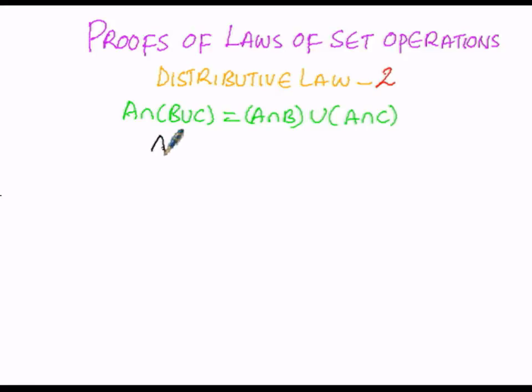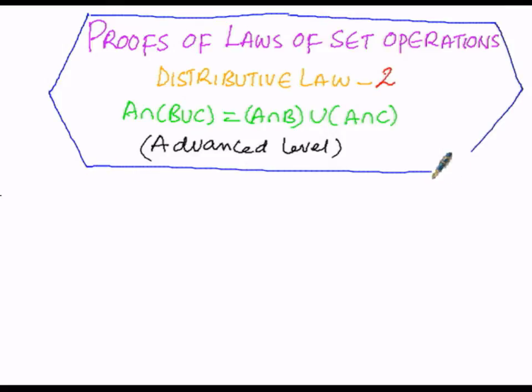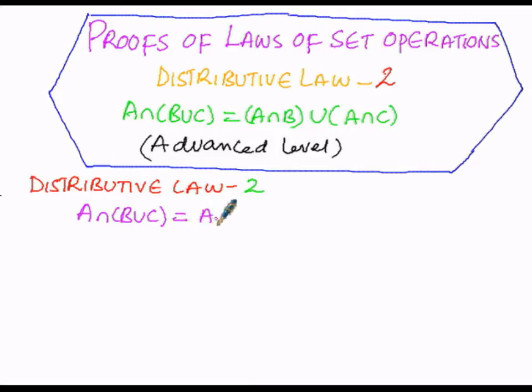So under the advanced level, we are going to prove this condition, that is A intersection of B union C equals A intersection B union A intersection C. In order to prove this, we are going to suppose three sets, say A, B and C. Now the distributive law number 2 states that A intersection of B union C is equal to A intersection B union A intersection C. We are going to prove this condition by means of the element wise proof.